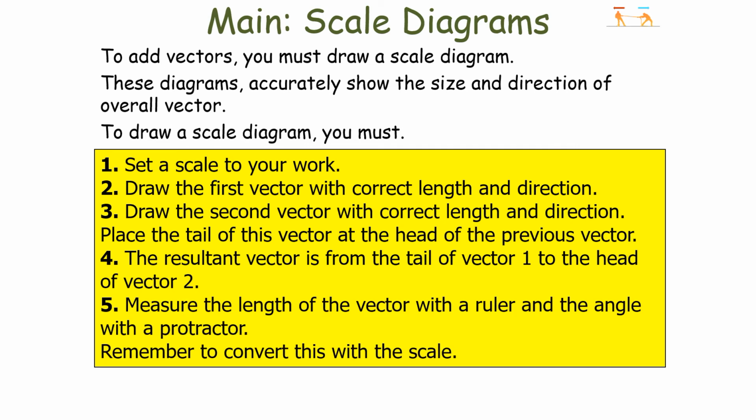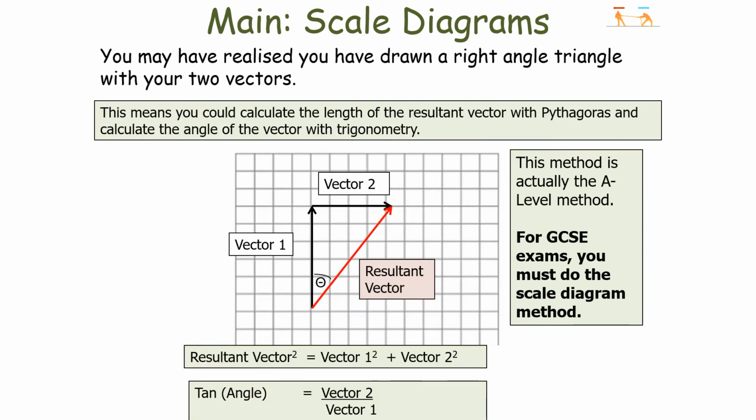You then measure the length of the vector with the ruler and the angle with the protractor, and remember to convert this with a scale. Now you might have realized that if the two vectors are at right angles to each other, you've drawn a right angled triangle. So this means in theory you could calculate the length of the resultant vector with Pythagorean theorem and calculate the angle of the vector with trigonometry.